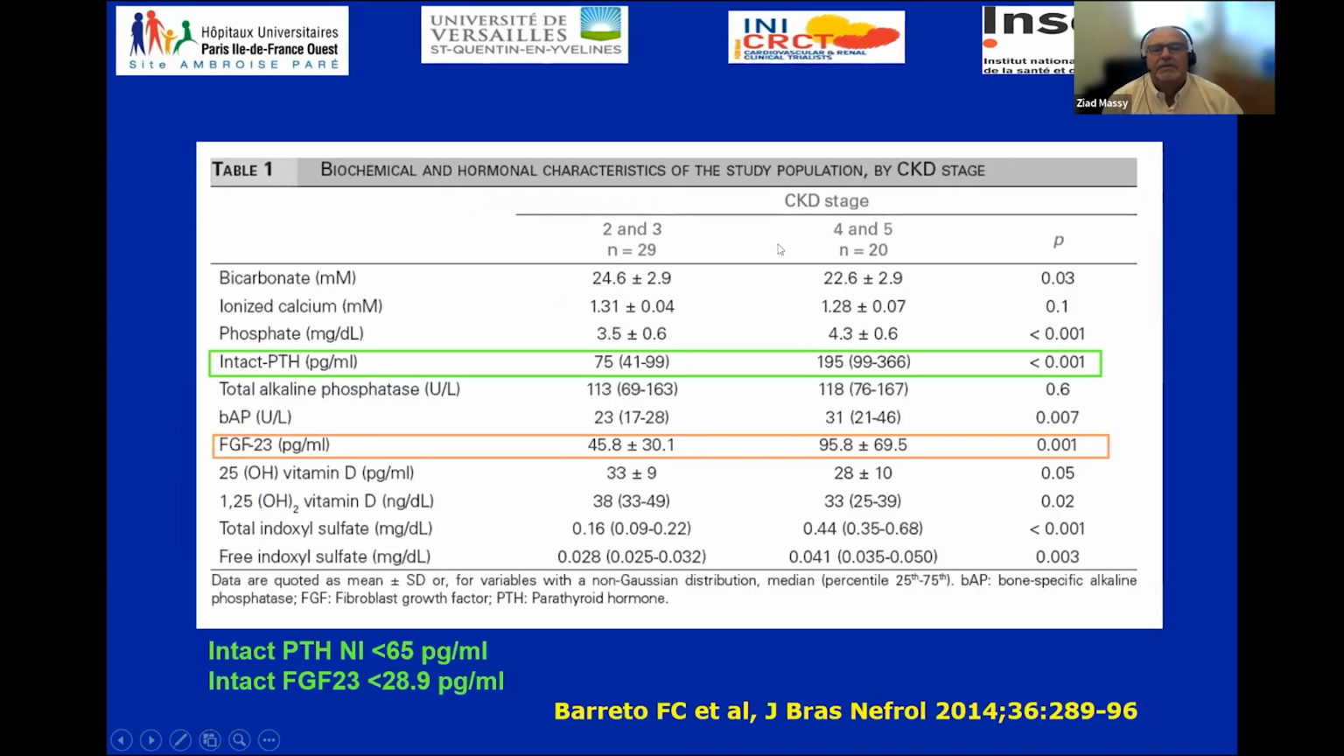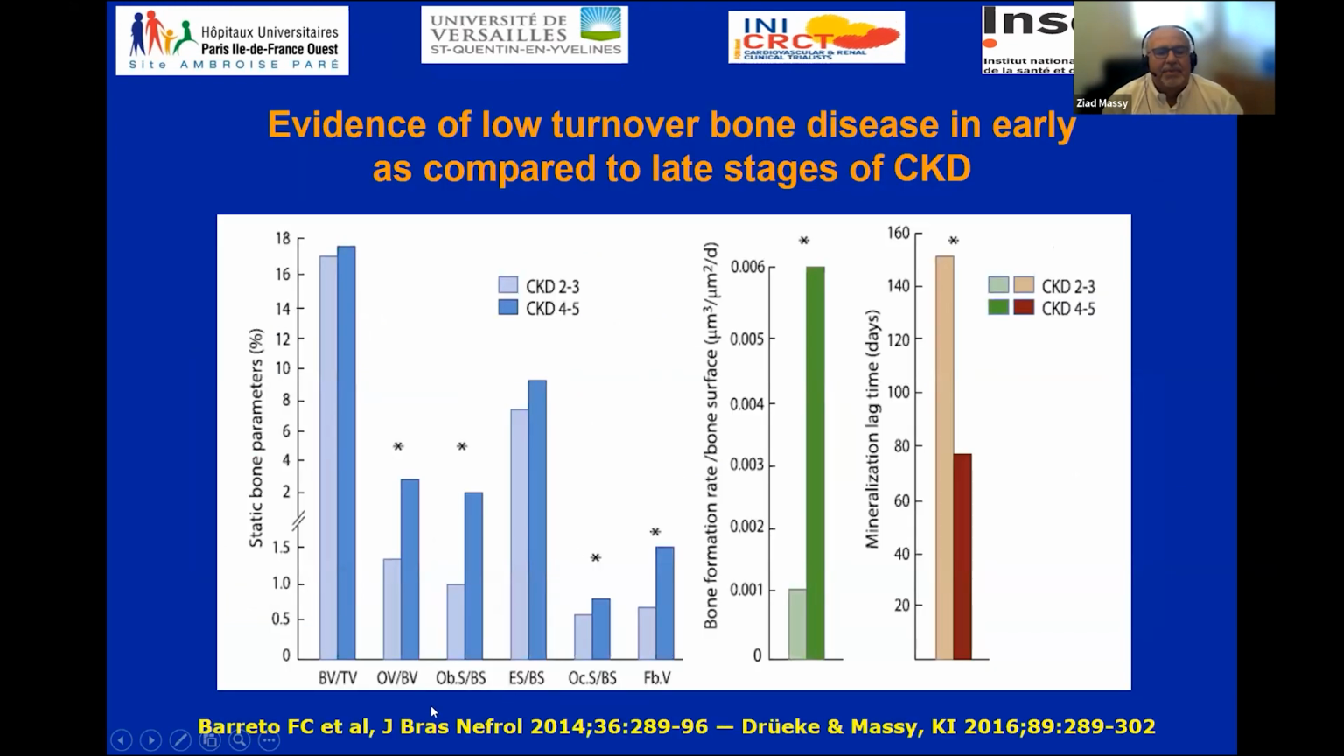We did a study with a Brazilian collaborator to look at biopsies in patients at stage 2 and 3 and 4 and 5. You can see in stage 2 and 3 there is only a small, not significant increase of PTH, as well as a small increase of FGF23. If you look at the biopsy, you can see that osteoblast surface, osteoclast surface, and more importantly the bone formation rate are very low in CKD 2 and 3, in comparison with CKD 4 and 5. All the patients were vitamin D repleted.